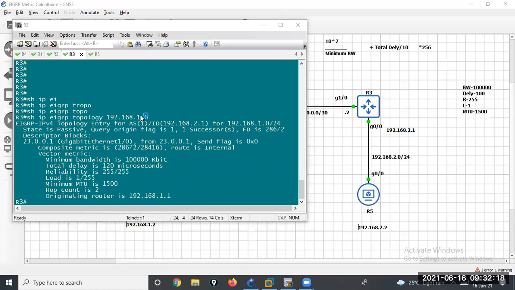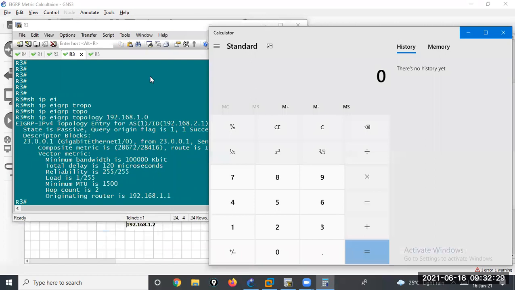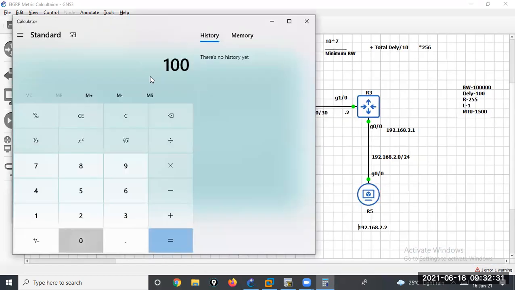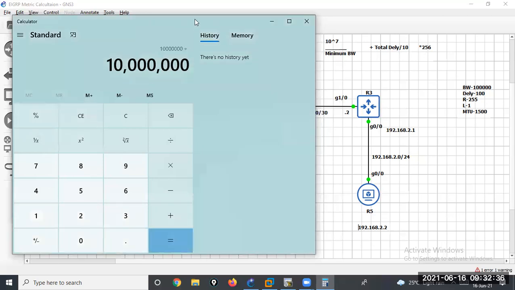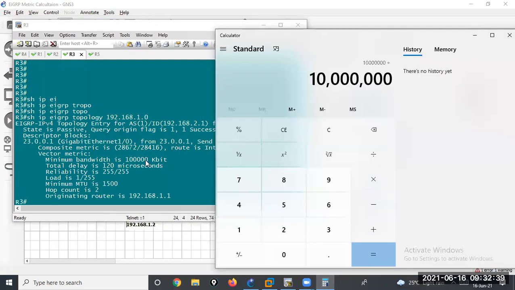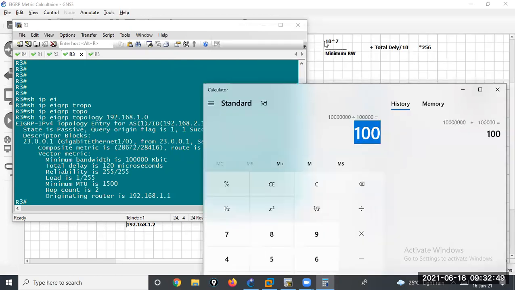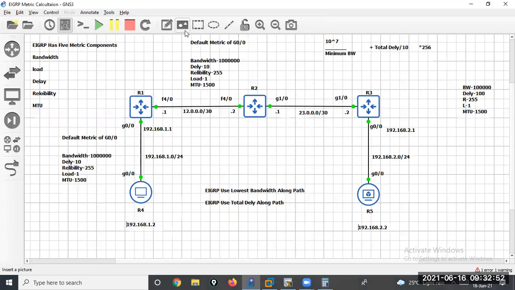10 to the power of 7 means 1 followed by 7 zeros: 1, 2, 3, 4, 5, 6, 7. This is 10 to the power of 7 divided by the minimum bandwidth. What is the minimum bandwidth here in the topology table? 100 Mbps, which means 1 lakh kilobits: 1, 2, 3, 4, 5 zeros. Enter. What is the value? 100. So 10 to the power of 7 by minimum bandwidth equals 100.